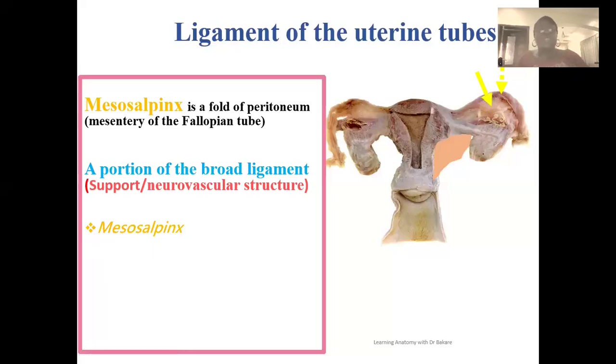Then the next sub-region of the broad ligament is the mesovarium. Just from breaking down the name, it is the mesentery of the ovary.